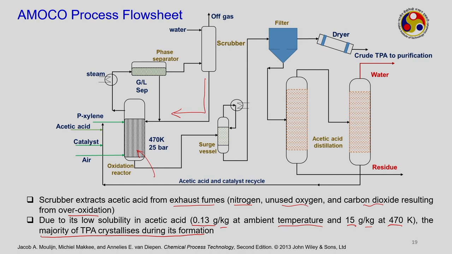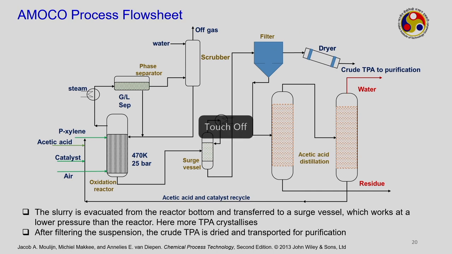So everything gets oxidized. Okay, so this is the problem. In the same reactor, you are having reaction as well as you are having products. So the remaining part is the recovery part. If you leave out the reactor, all the remaining units are recovery and finally purification. So in the Amoco process, the slurry is evacuated, as I told you. The slurry is evacuated from the reactor bottom and transferred to a surge vessel which works at a lower pressure. So this height is also lower and its pressure is also lower.